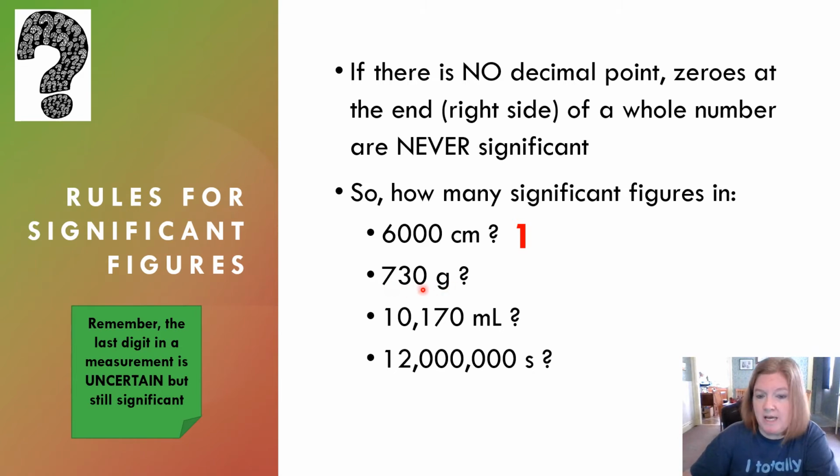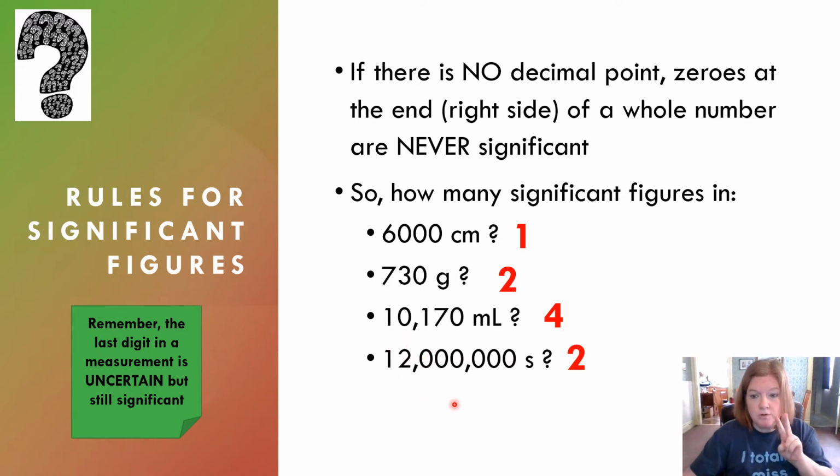I only have one significant figure. So I look here, no decimal point. I have a 0 at the end of the whole number, ignore it. So I have a 7 and a 3, so I have 2 significant figures. I look here, I have a 0. This 0 is sandwiched, that's easy. This 0 is at the end of a whole number, no decimal point, ignore it. 1, 2, 3, 4. Here I have a whole lot of zeros. They're not sandwiched. They're at the end of a whole number, no decimal point, so I ignore them all, and I just count the 1 and the 2.